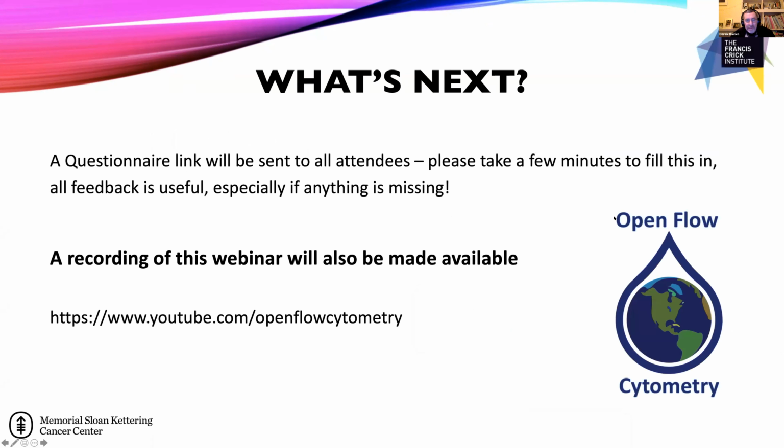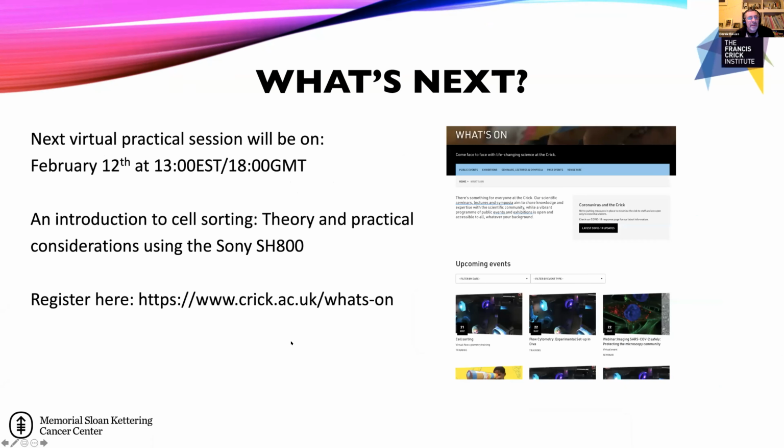We, as I said at the beginning, hope to run these monthly. So we will be back again on the 12th of February, same time, same place, when we're going to look at cell sorting. This was one of the things that came up when we sent around a questionnaire at the beginning of these webinars. And we're going to look at the theory and some practical considerations. First of all, in the first session, we'll probably spread over 2 sessions using the Sony SH800, which is one of the more user-friendly machines on the market.